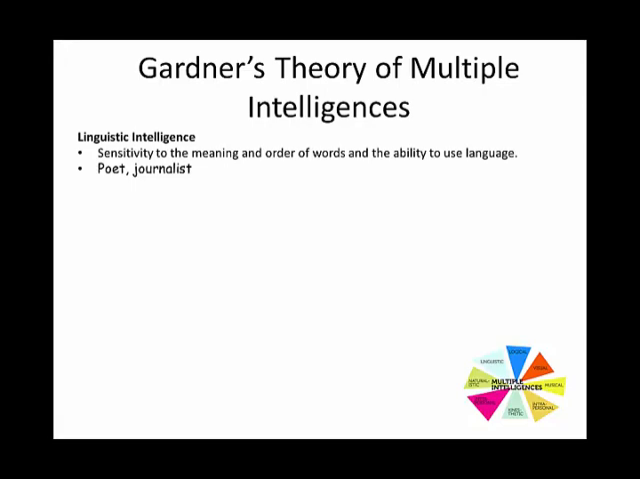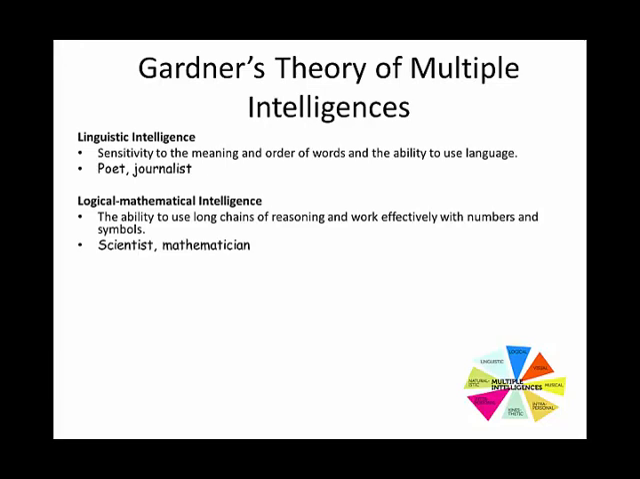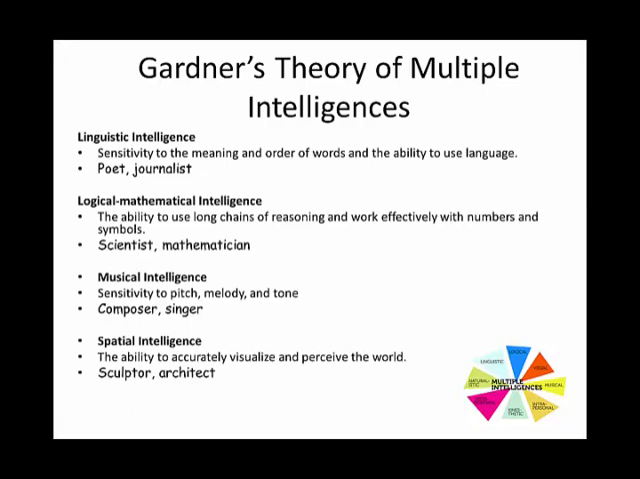Then you have logical mathematical intelligence, which is the ability to use long chains of reasoning and work effectively with numbers and symbols. Obviously, a lot of your STEM-related disciplines, STEM, which stands for science, technology, engineering, and math, people in those disciplines would obviously possess a great deal of this kind of intelligence. But you also have musical intelligence, sensitivity to pitch, melody, and tone. So composers and singers might possess this domain of intelligence. And there's spatial intelligence, which is the ability to accurately visualize and perceive the world.